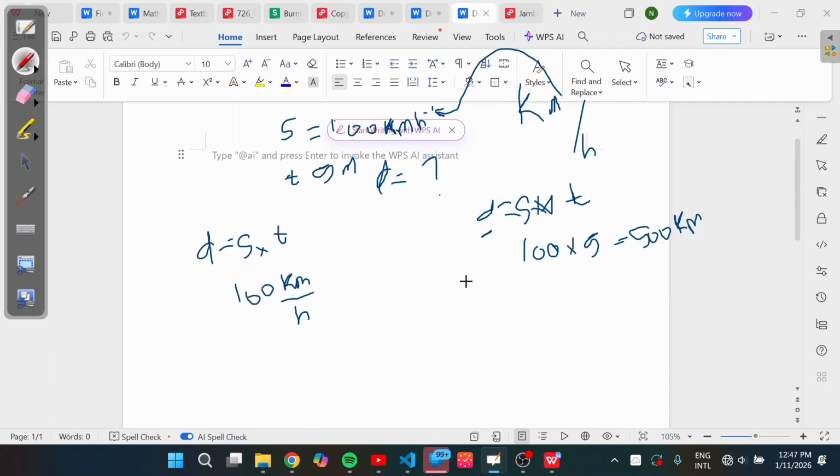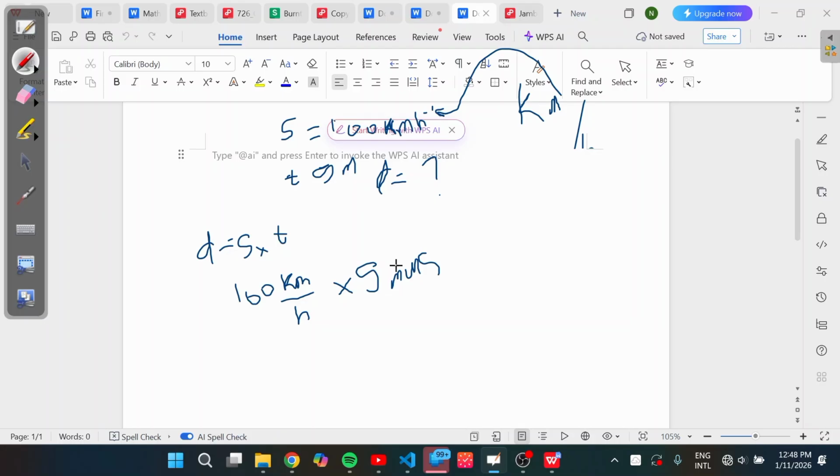Oh, I've forgotten one important thing. Sorry. So just forget this. So then we have the time. We're going to multiply it by the time. But the time is in minutes, right? 5 minutes. But the speed was given in kilometer per hour. So what do we actually do? We need to convert these minutes to hours.